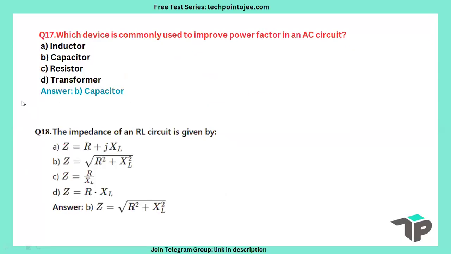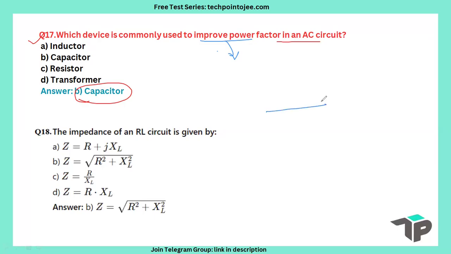Okay, question number 17. Which device is commonly used to improve power factor in AC circuit? Capacitor is used to improve the power factor. The unit of power factor: it is unitless, it has no unit.